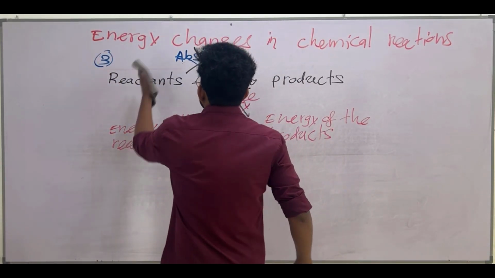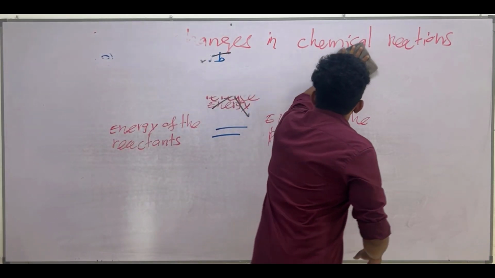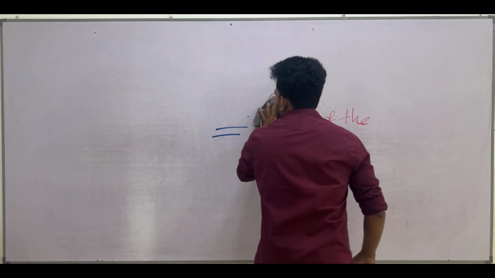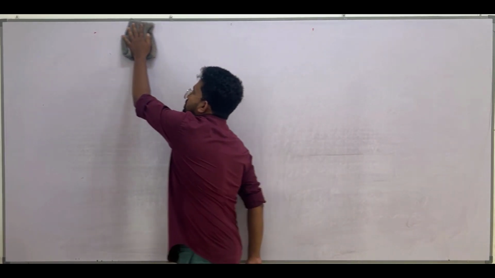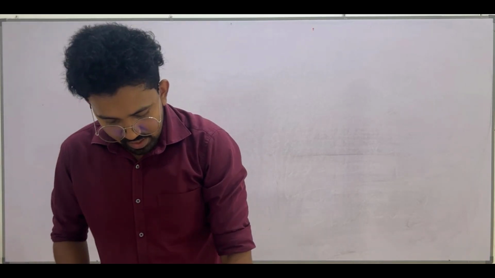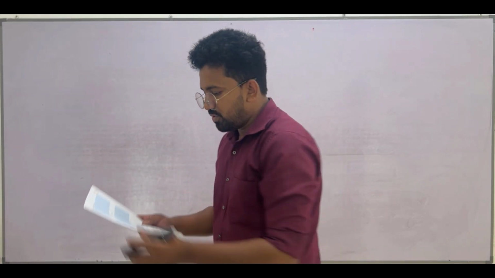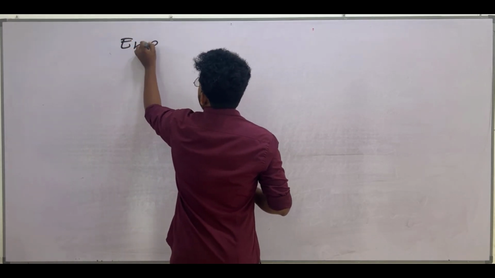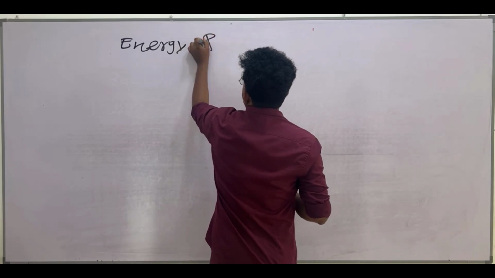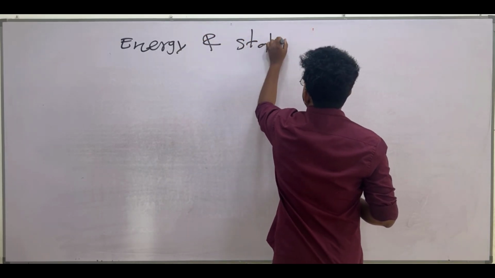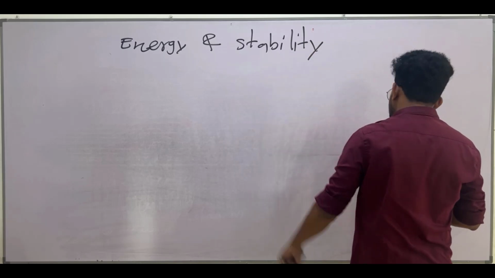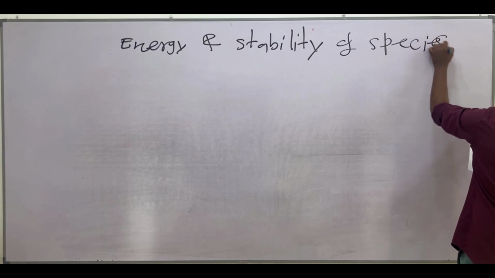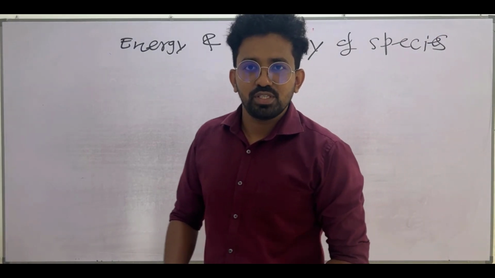So that part is over and let's move to the other part. Energy and stability of species. Write down the topic: Energy and stability of species.